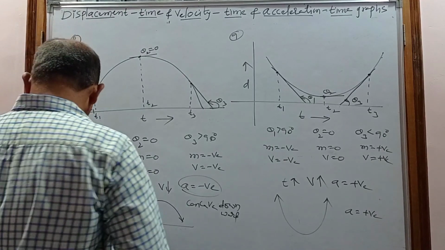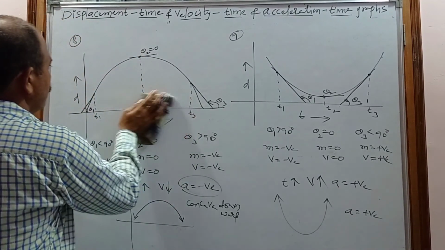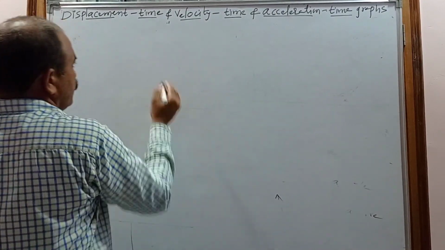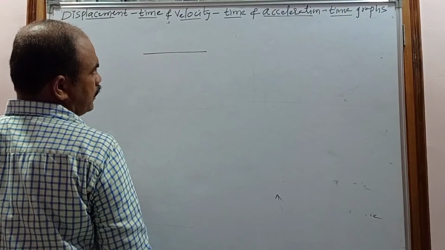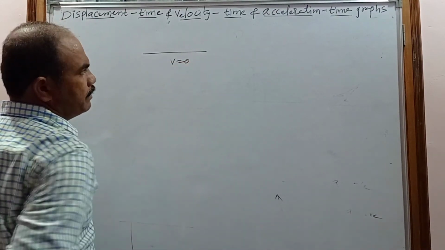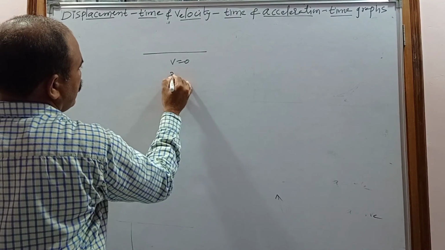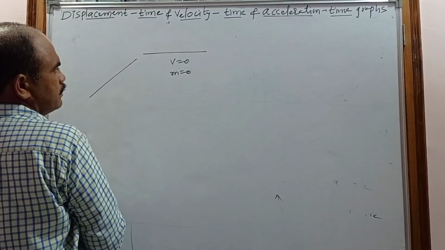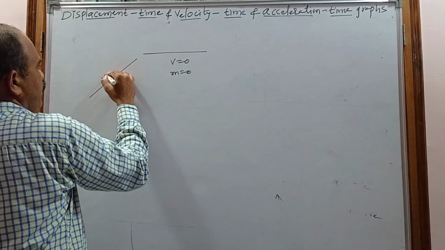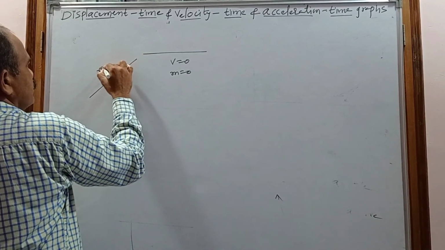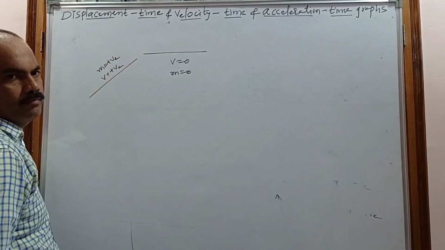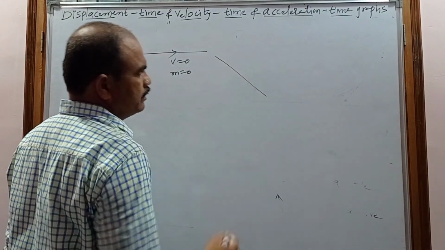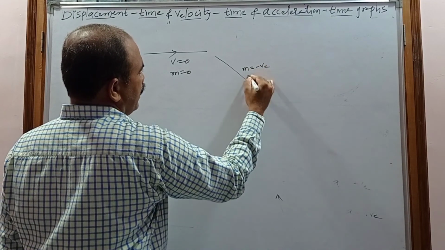So finally, from this graph, what can you conclude? If the graph is like this, parallel to the x-axis, the slope is 0 and the velocity will be 0. If the graph is like this, it has a positive slope, so the velocity is positive. And if the graph is like this, the slope will be negative and the velocity will be negative.